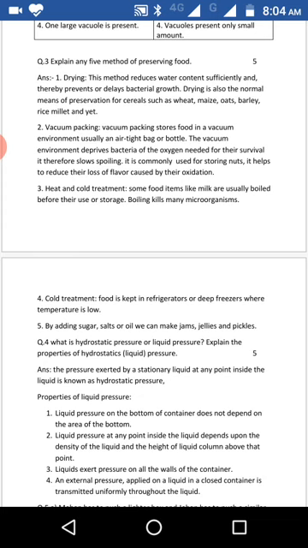So food is kept refrigerated or in a deep freezer where the temperature is low. This is one of the methods to preserve food. By adding sugar, salt, or oil, we can make jams, jellies, and pickles. So these are some methods.